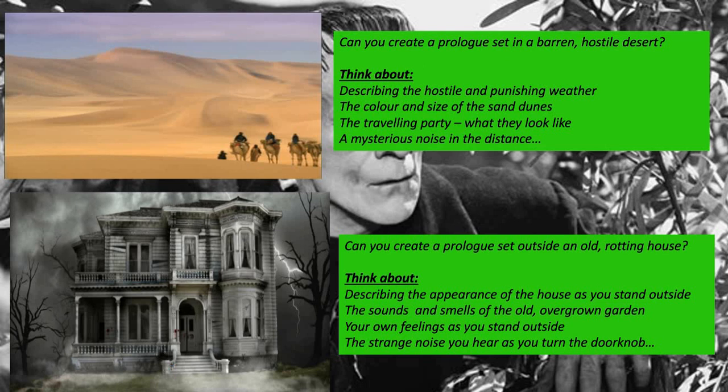So the first example we've got is, can you create a prologue set in a barren or hostile desert? So for this you'd want to think about the hostile and punishing weather, maybe the colour of the sand dunes and how vast they are, the party that are travelling, so the people that are on a journey, what do they look like? Do you hear a mysterious noise in the distance? Do you see something beyond one of the sand dunes that gets you intrigued or maybe disturbs you?